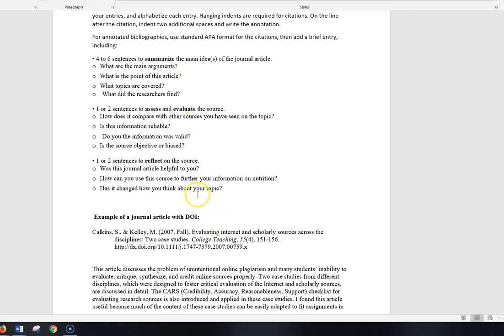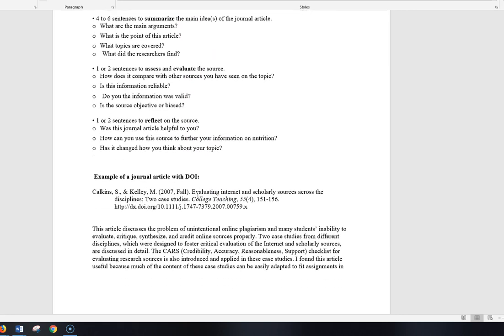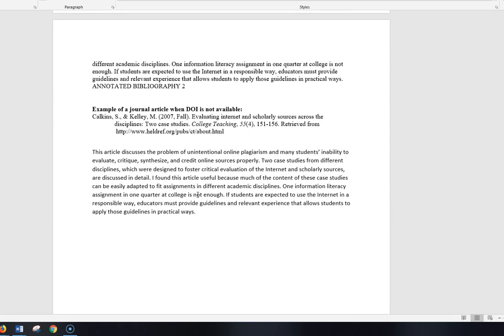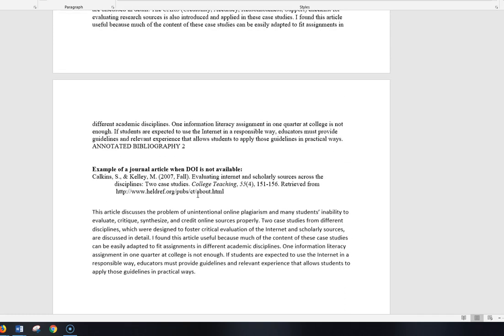Okay. In total, this will end up being about a half a page to a page long. And again, here are some examples on what you'll turn in. Okay. Actually, it'd be really great for you to read this little information on plagiarism. You might actually really find that helpful.